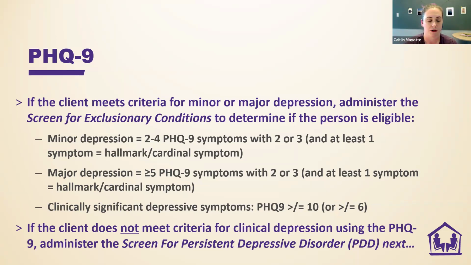And then the persistent depressive disorder screen comes if the PHQ-9 has not revealed depression. This comes up as confusion a lot during the in-person training. Well, actually both trainings, especially for folks who haven't done a lot with the PHQ-9, or maybe they are very familiar with the PHQ-9, but they've never screened for persistent depressive disorder. They don't need to do both unless the PHQ-9 indicates that they do not have minor or major depression. Does that make sense?